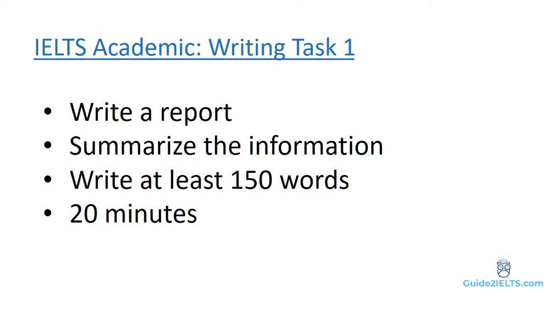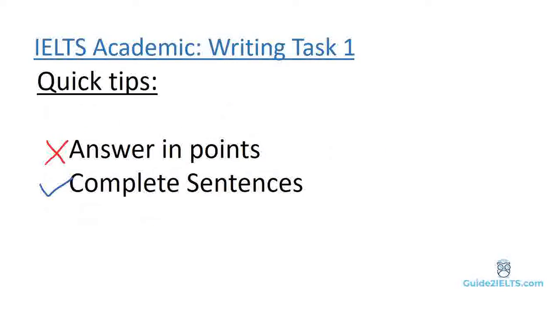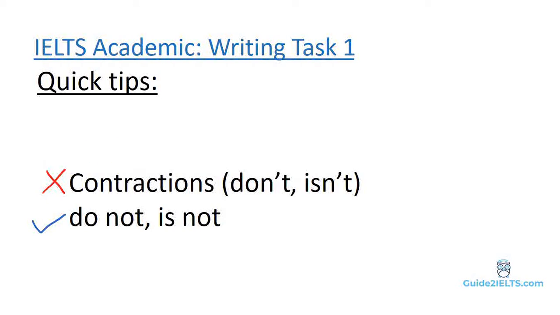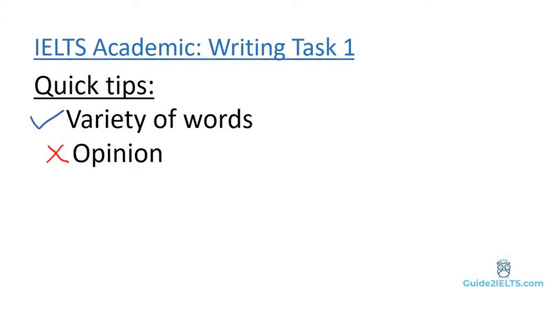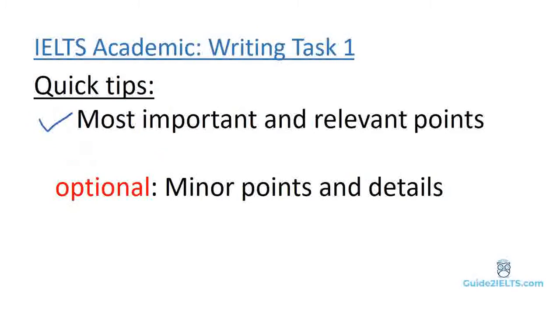Some quick tips for Writing Task 1 Academic before we start. Don't write your answer in points, write complete sentences. Do not use contractions such as don't, isn't, etc. Write do not, is not instead. Use a variety of words, and it does not just mean big words. Do not give your opinion. Include the most important and most relevant points in the diagram. Some minor points or details may be left out.